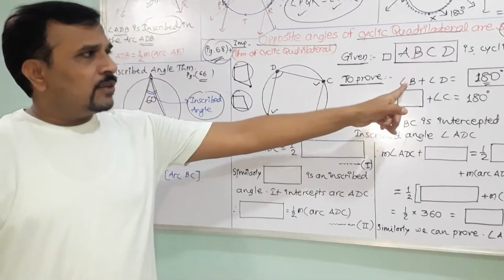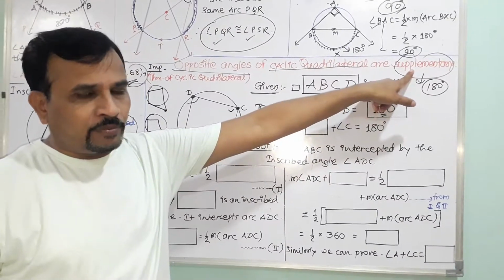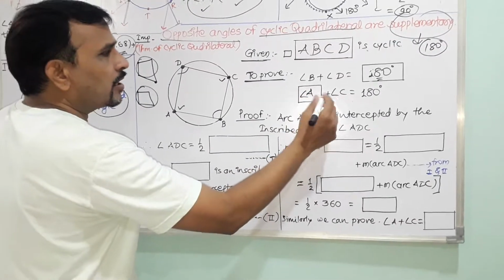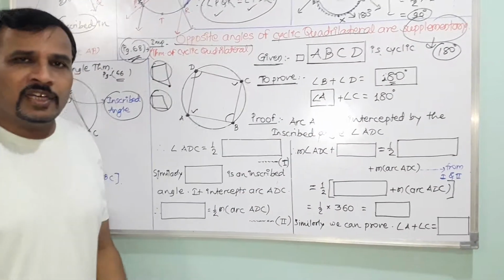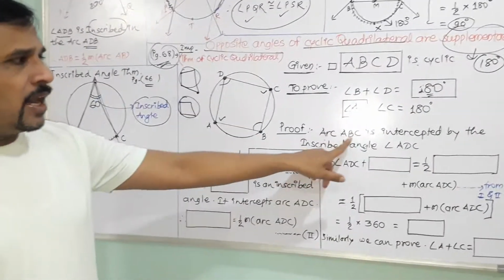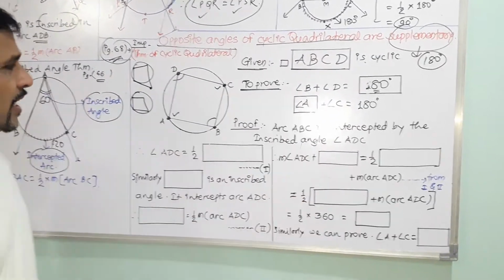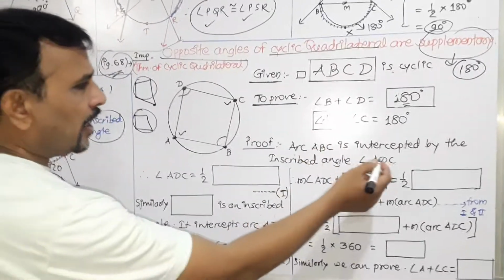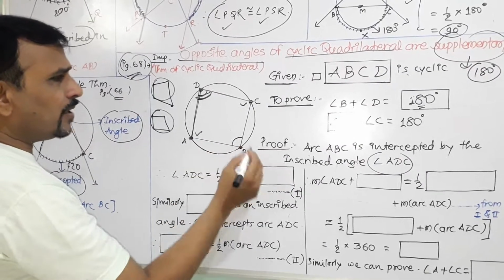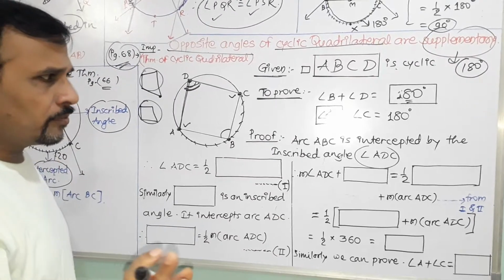Angle B plus angle D, which are opposite angles, their sum is 180, that is, they are supplementary according to the statement of the theorem. Similarly, A and C are also opposite. Angle A plus angle C is 180. Very simple. To prove that, the proof: for the arc ABC, the inscribed angle is angle ADC. See, angle ADC is inscribed in the arc ABC, like that. It is given in the textbook.